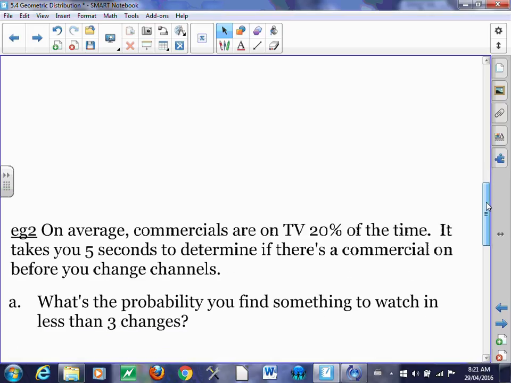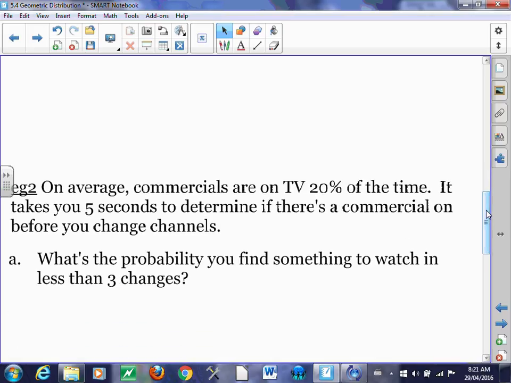Okay, so let's do one more example here. On average, and I know TV commercials drive me crazy, some people PVR things so they don't have to watch it. But let's take a look at this example. On average, TV commercials are on the air about 20% of the time. If you didn't realize that, that's pretty cool to note. That's a fifth of a half hour show spent on commercials. Same with an hour show. It takes you 5 seconds to determine if there's a commercial on before you change channels. So 5 seconds is an important thing to recognize here.